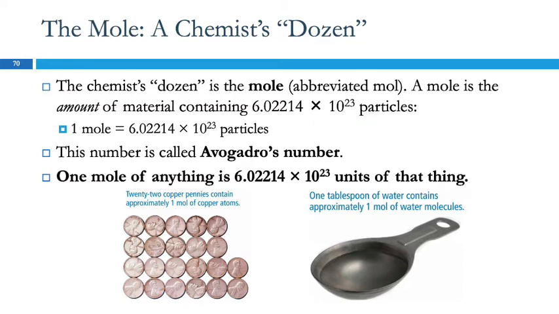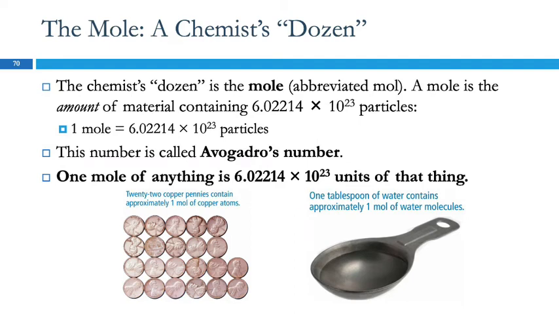That number has a name. It's called Avogadro's number in honor of Avogadro, whose experiments led to the calculation of that number. So 1 mole of anything is Avogadro's number of units of that thing. Here it is with 6 sig figs. A lot of times we'll just use 4, 6.022 times 10 to the 23rd.